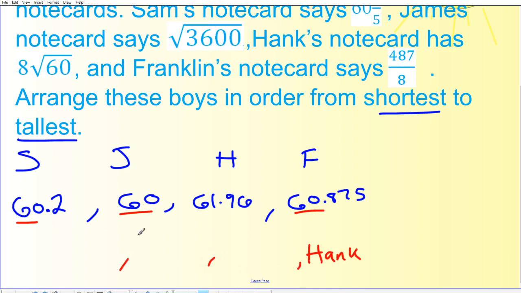Now, out of the other three, this guy is 60.2, 60.0, 60.8, which makes James the shortest. 60.0 is smaller than 60.2 or 60.8. So now between Sam and Franklin, we've got 60.2 or 60.8. 2 is smaller. Sam here, Franklin there.